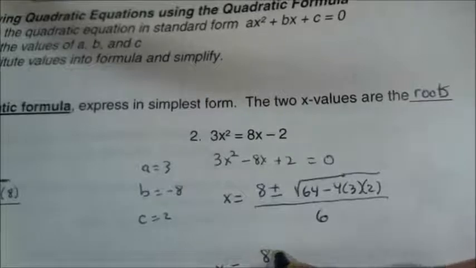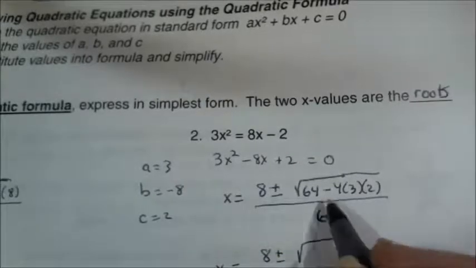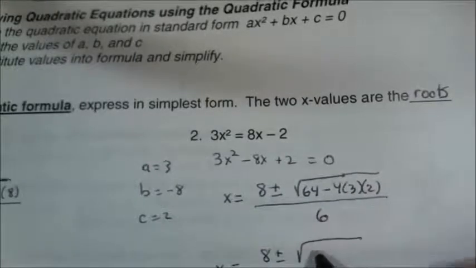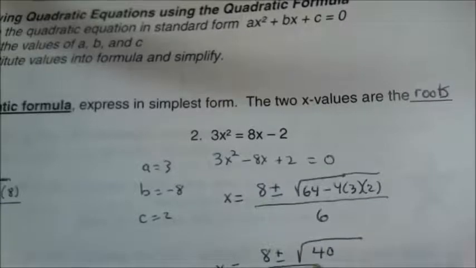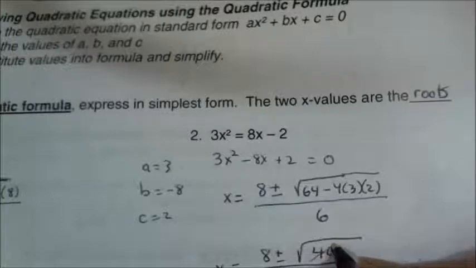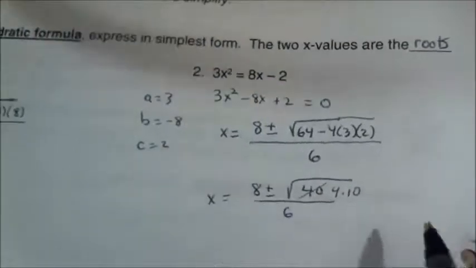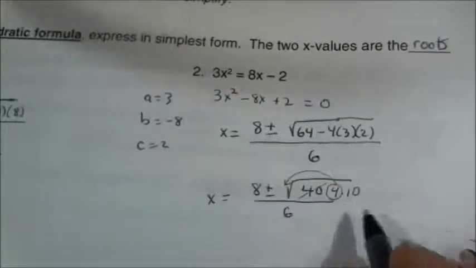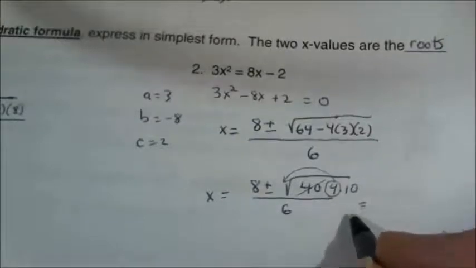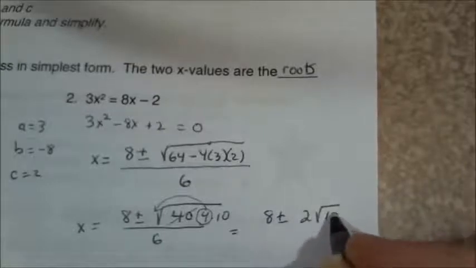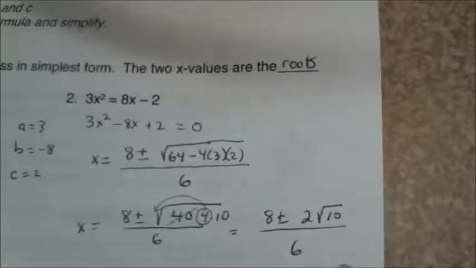Simplify that radical down. 8 plus or minus the square root of 64 minus 4 times 3 is 12, and 12 times 2 is 24. 64 minus 24, I believe, is 40, all over 6. Now 40 has a perfect square. I'm going to break 40 up into 4 times 10, and this 4 you can take the square root of and it comes outside, so that's going to become 2 square root of 10. So we have 8 plus or minus 2 square root of 10 all over 6.